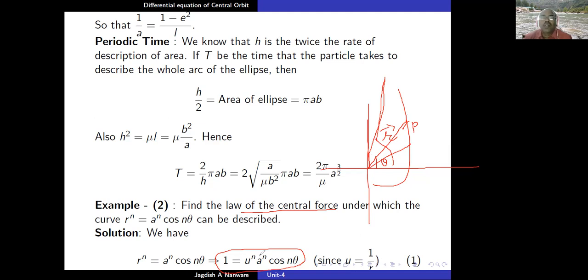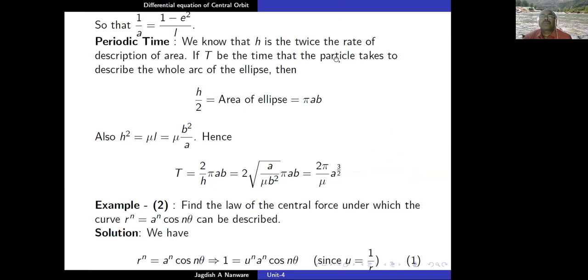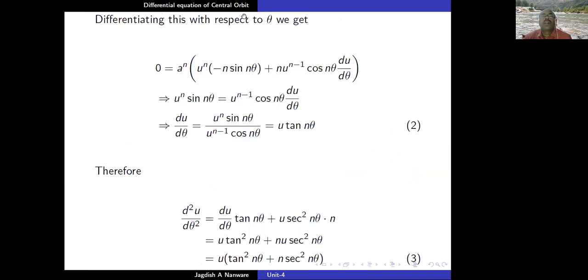So we differentiate this. Here the right hand side involves a product of 2 functions. One function is u to the power n, the other function is cos n theta. a to the power n is constant with respect to theta. So we just differentiate this, and we get the derivative. Differentiating with respect to theta, the derivative of the left hand side, which is constant, vanishes, which is 0. a to the power n is constant, so we use the product rule to find the derivative of u to the power n into cos n theta. So first function u to the power n into derivative of cos n theta. So it is minus sin n theta.